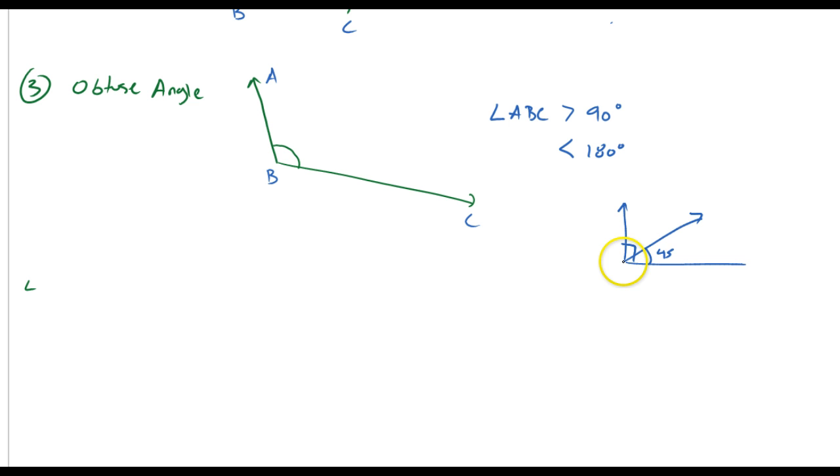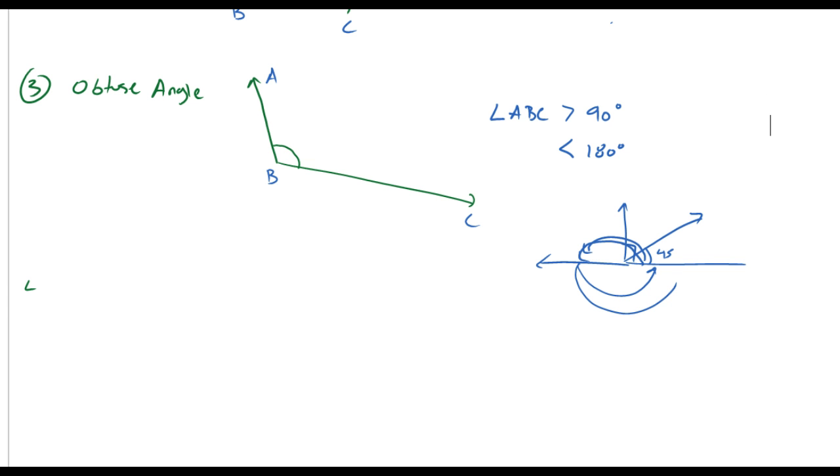And if I kept going, if I kept extending this line all the way to here, like that, all right, then that would make a 180-degree angle. And obviously, if I kept going all the way around, that would make a full circle, which would be a 360-degree angle. Okay, so that's the obtuse angle.